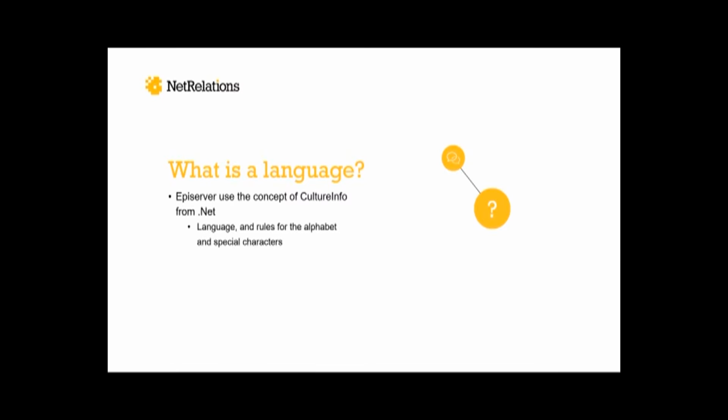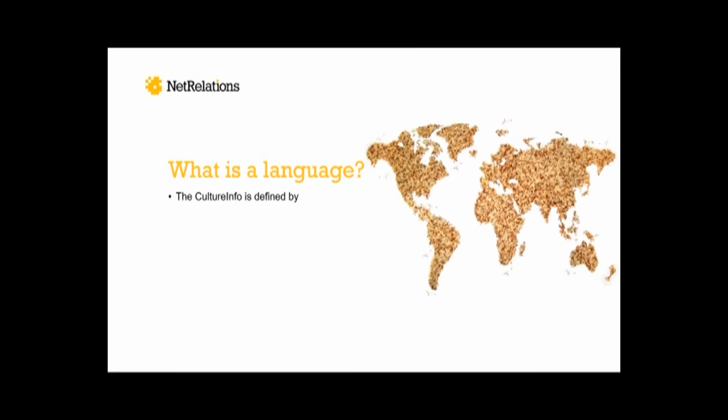Episerver uses the concept of culture info from the .NET framework, which means that you have a language and some rules for the alphabet and special characters. You have some rules for the number and currency formatting and formats for date and time. The culture info is primarily defined on which language it has. It doesn't really matter which culture or country the language belongs to.